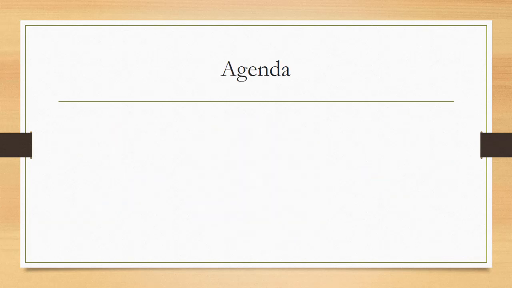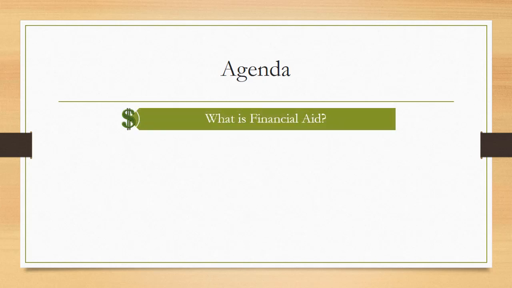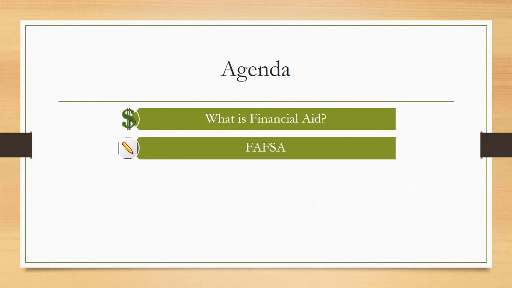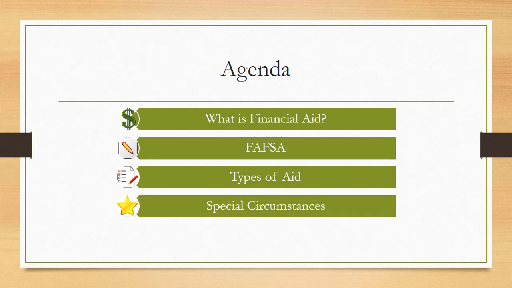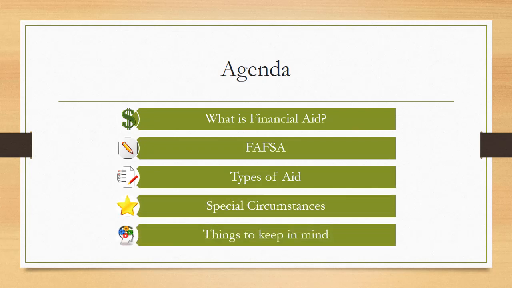During this video, you will learn about many aspects of financial aid, including what is financial aid, how do you get financial aid, and what happens after you complete the FAFSA. What types of financial aid are offered? What is a special circumstance? And what are things you as a student need to keep in mind? All of these topics are important to know when applying and receiving financial aid.